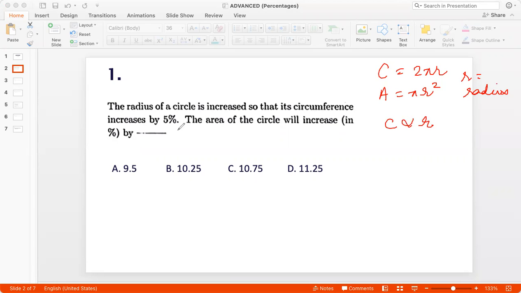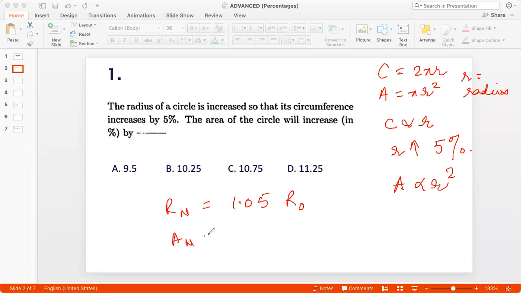So we see that the circumference is directly proportional to the radius. So if the circumference increases by 5%, the radius would also increase by 5%, right? Which means that my new radius is 1.05 times my old radius, because an increase of 5% means it's multiplied by 1.05. So what would happen to the area? The area is proportional to r squared, which means that the new area would be 1.05 squared times the original area.